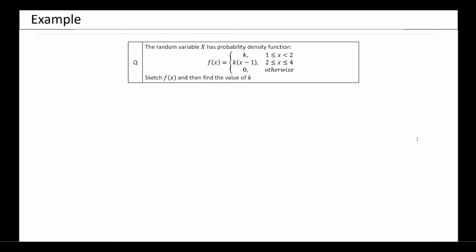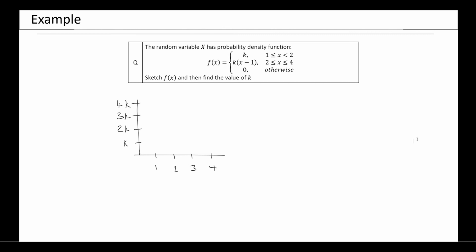Okay, let's have a look at another example. This time round, there are two intervals and two functions for those different intervals. How do we sketch the function, and how can we use the sketch itself to find the value of k? Okay, so I'm just going to start by getting the axes. I know the values I should be working with from 1 all the way through to 4. I'm going to start with the first function, which is just a value of k in between 1 and 2.